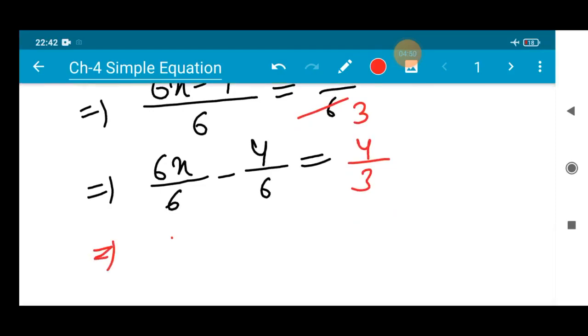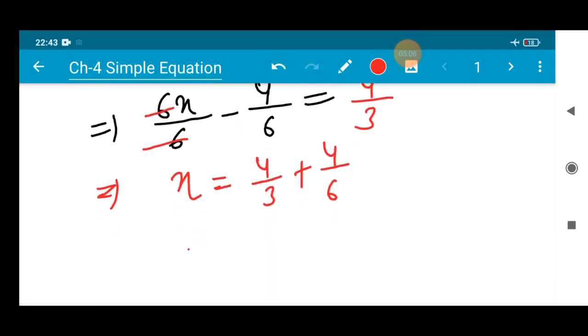Now 6x, now 6 gets cancelled out, right? 6 and 6 get cancelled out. x is equal to minus 4 by 6. I can transpose this to this side. What will it become? It will become 4 by 3 plus 4 by 6. Yes. Now what is the value of x? Just have a look.